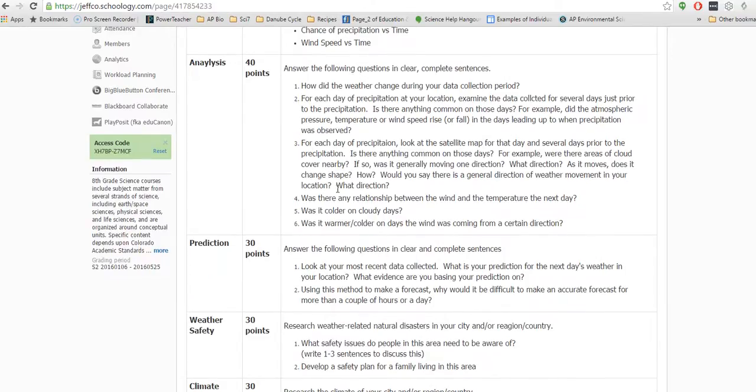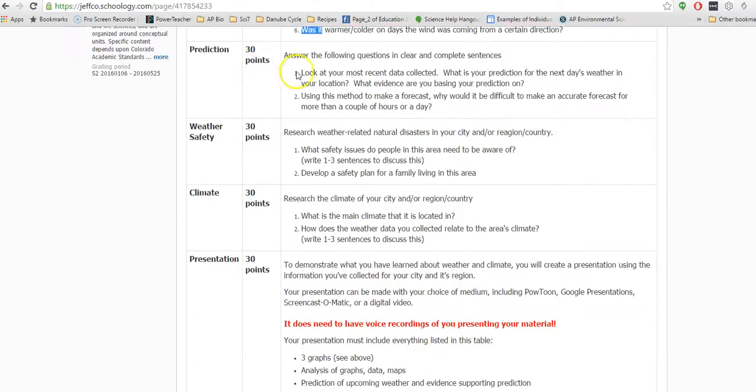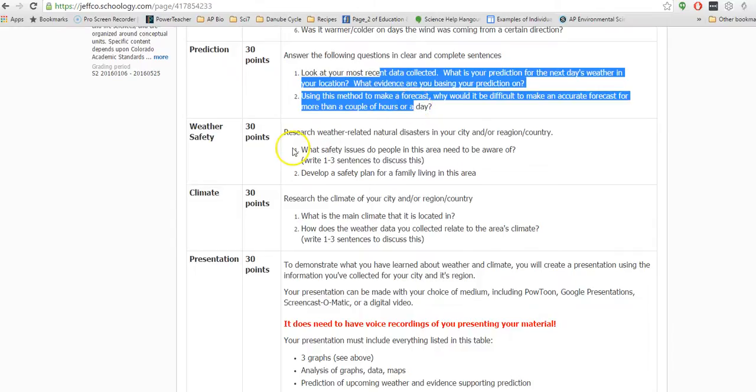Analysis. You have to answer these questions in clear, complete sentences, and you will need to answer all of them. I'm not going to read all of them to you. You can read those. But if you put this in a PowerPoint, you probably would not put all of these answers on one page because it would be too much text. Okay? Prediction. This is 30 points. Answer the following questions in clear and complete sentences. Again, you may or may not put all of those on one slide because of the amount of text.